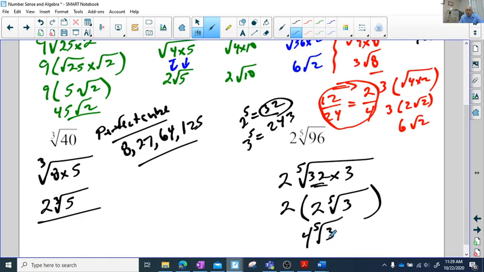So that's the first skill that's really important in this unit, is you're able to simplify numeric radicals. Now we're going to move on to variables here shortly, but you have to be able to do the numbers first.